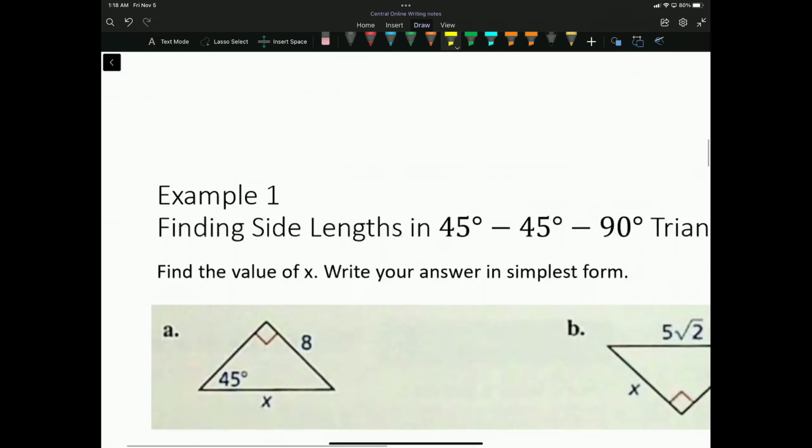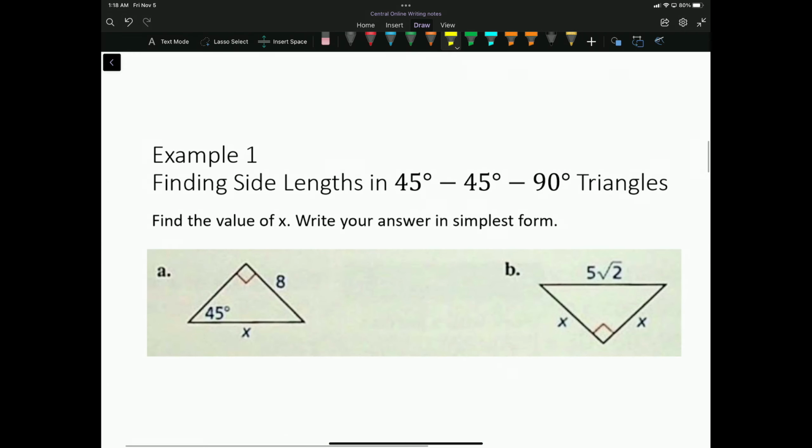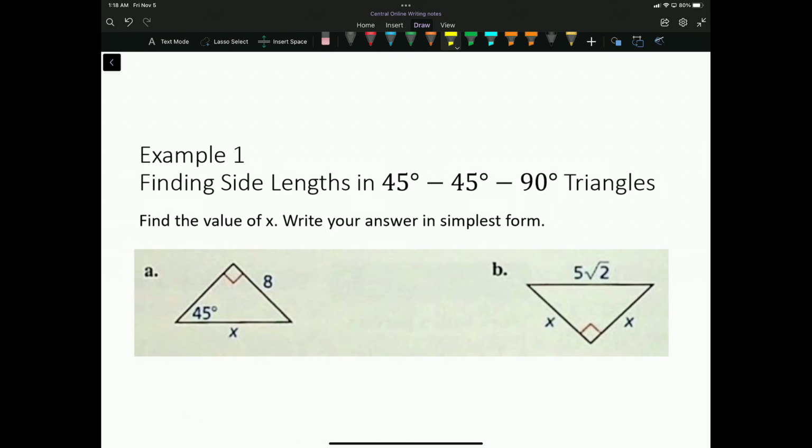All right, first example. We want to find the side lengths in 45, 45, 90 triangles. This is a very important part of the unit. It's the beginning of trig. So I'm going to take this really slow, and we're only going to focus on this one. We want to find the value of x. Write your answer in simplest form. So x is my hypotenuse. I'm going to write this down. My hypotenuse is x.